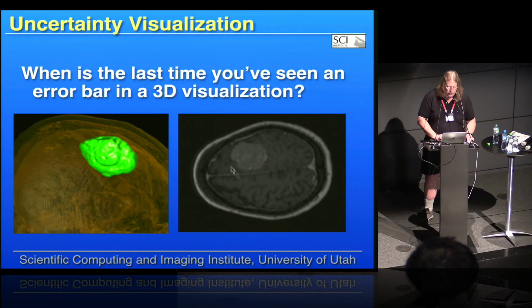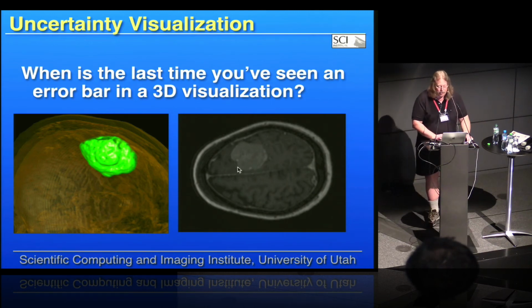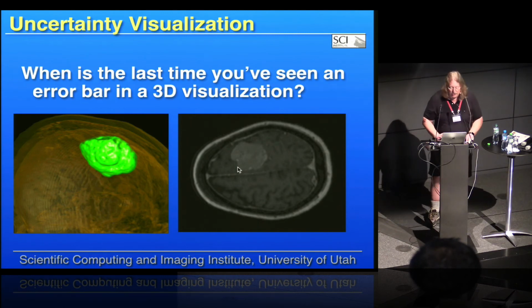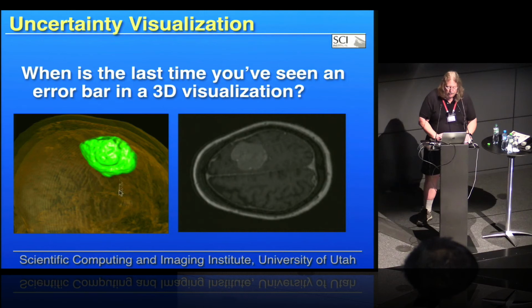So on the right, you see the tumor from one MRI slice. The way we create that isosurface of the tumor on the left is by segmenting the tumor on the right, slice by slice, and then we recreate the surface. There are two things that I think are wrong with the visual representation.